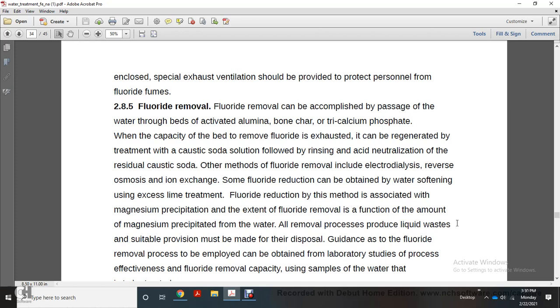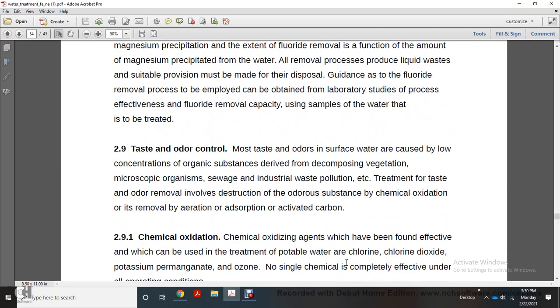Some fluoride reduction can be obtained when water is softened using excess lime treatment. Another fluoride reduction method is associated with magnesium precipitation. Some fluoride removal is a function of the amount of magnesium precipitated in the water. Fluoride removal processes produce waste, so suitable provisions must be made for its disposal. Guidance as to the fluoride removal process to be employed can be obtained with a laboratory study of the process, determining fluoride removal capacity using samples of the water to be treated.